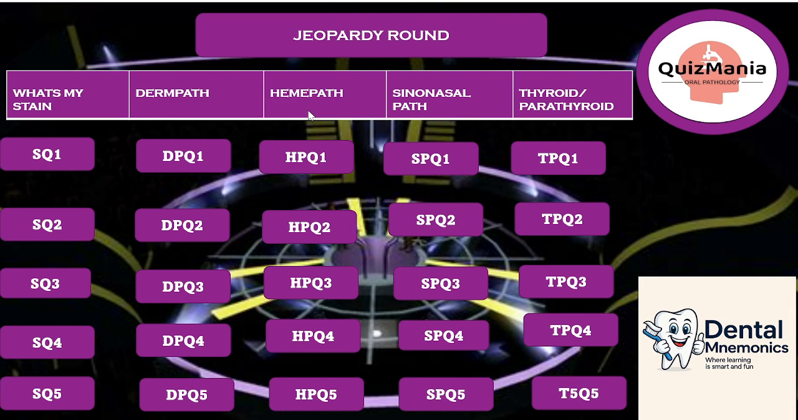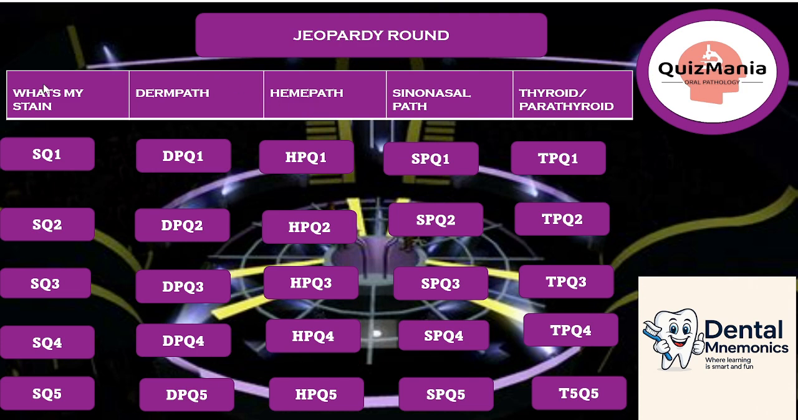So here are the rules. You will get 5 seconds to answer each question. Each correct answer will earn you 5 points, plus I have sprinkled some bonus questions in between to help you rack up some extra points. So excluding the bonus, you can score a maximum of 75 points today. So what are we waiting for? Grab your pen and notebook, get ready, and let's jump into the Jeopardy round of oral pathology.